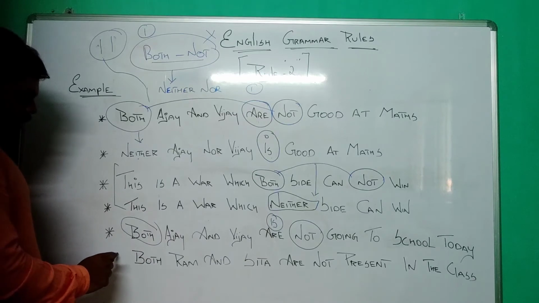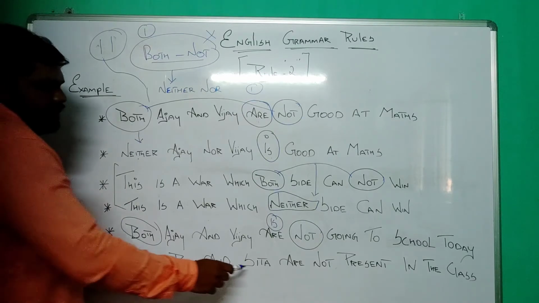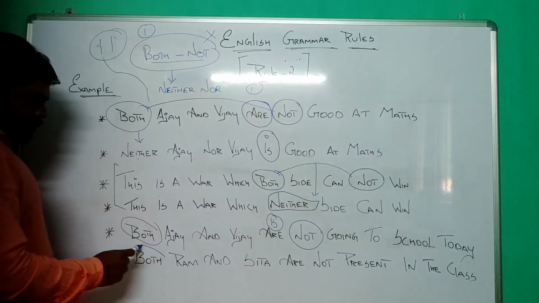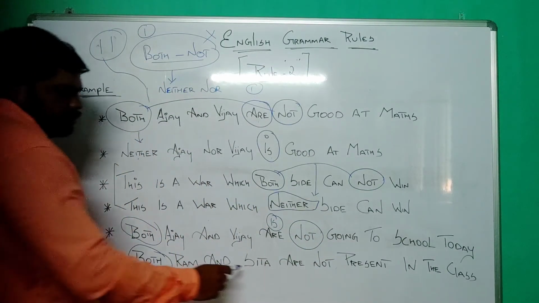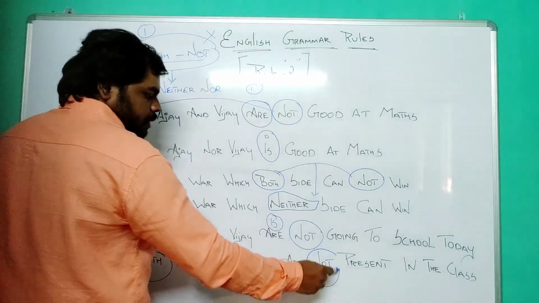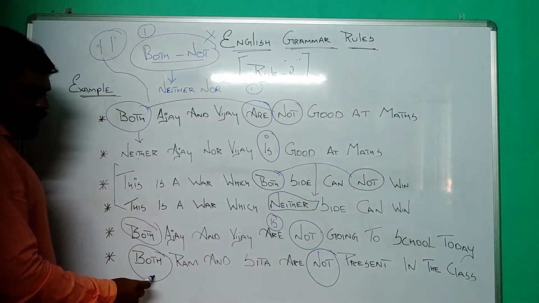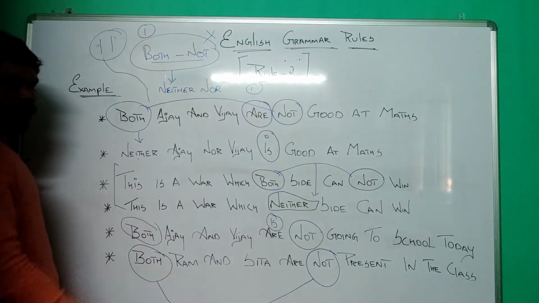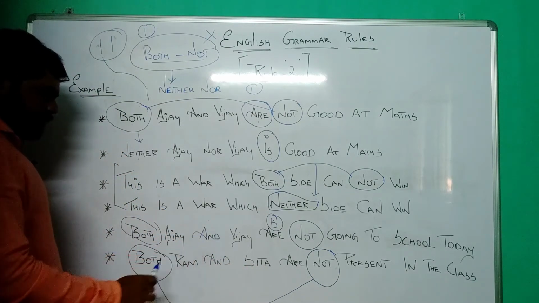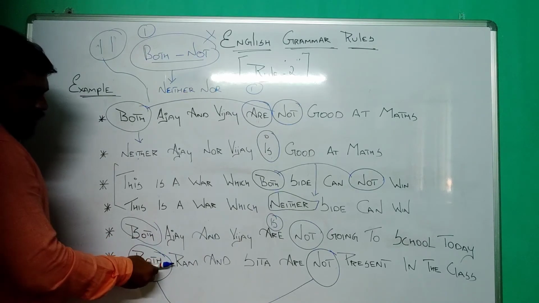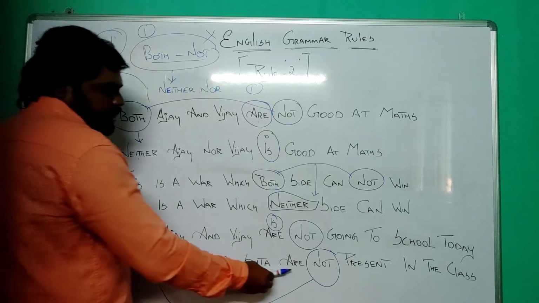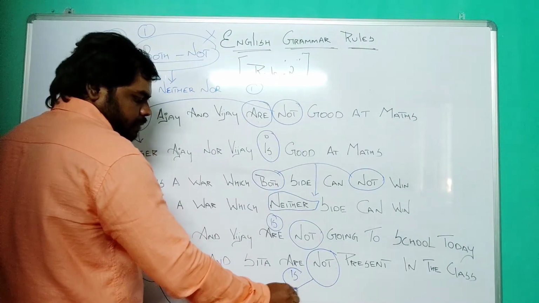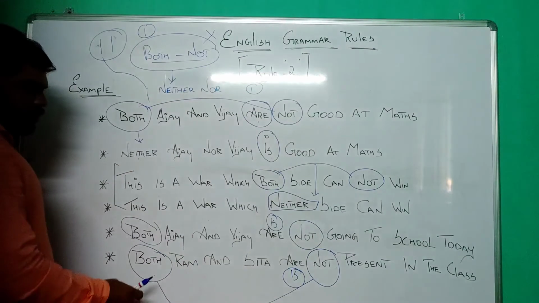Now let us see the last example. Both Ram and Sita are not present in the class. Again we see both and not, right? Which makes the sentence a negative sentence. In a negative sentence, we should not use both and not together, right? Which makes the sentence wrong. We should reframe it as, neither Ram nor Sita is present in the class, right? This is how we reframe it.